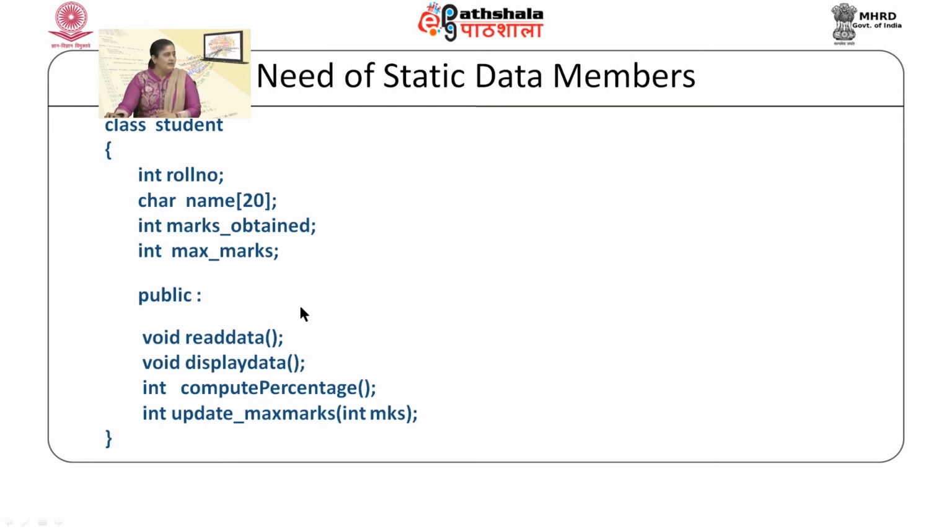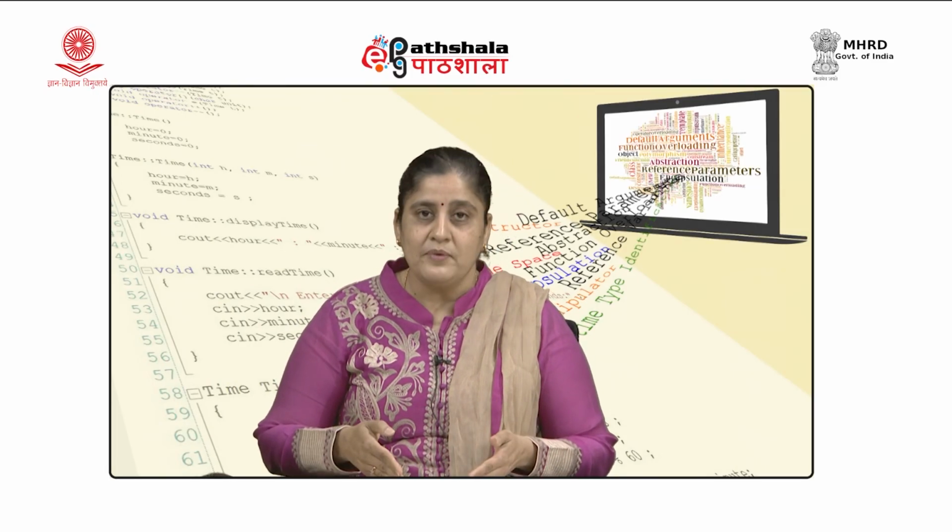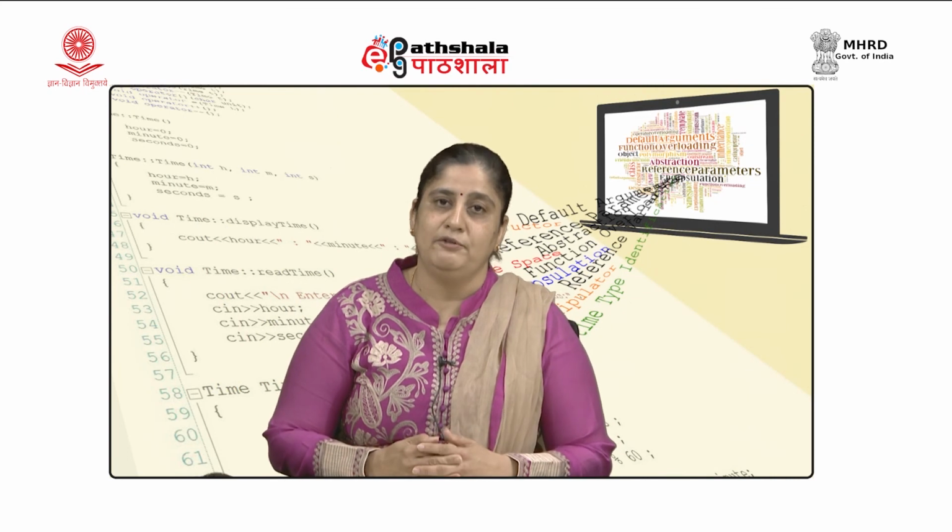Now, if I want to store the information about a student, I will declare a variable of type student, and in that object I will store roll number, name, marks obtained and max marks for that student. If I want to store the information about one more student, I will create one more object, and in that I will store the roll number, name, marks obtained and max marks of the second student. You would see that the roll number is different for both the students. If I declare 10 student objects, every student will have a different roll number, a different name, and every student would have obtained different marks.